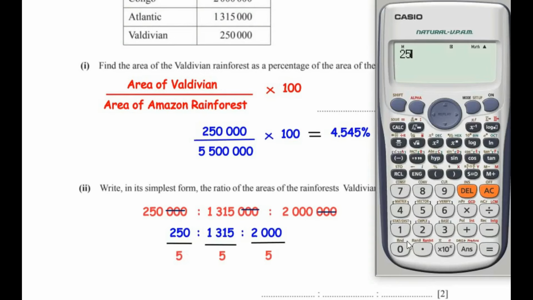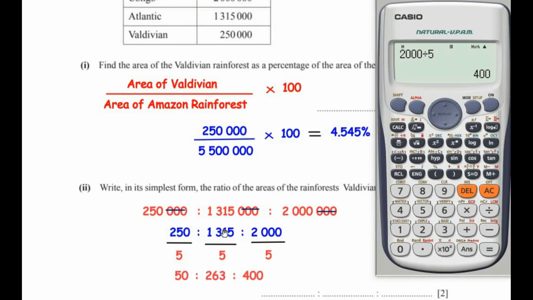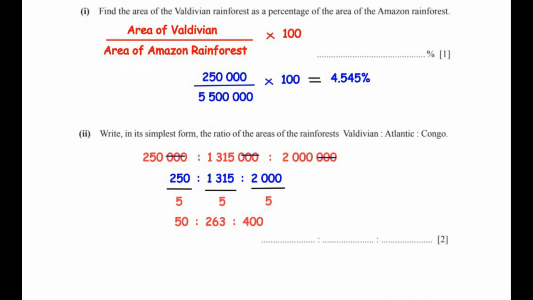So here 250 divided by 5 will give us 50. 1315 divided by 5 will give us 263 and 2000 divided by 5 will give us 400. So here we have reduced the ratio and written it as 50 is to 263 is to 400. Now this cannot be simplified further. So this is the simplest form of the given ratio. Now let us move on to the next sub-question.